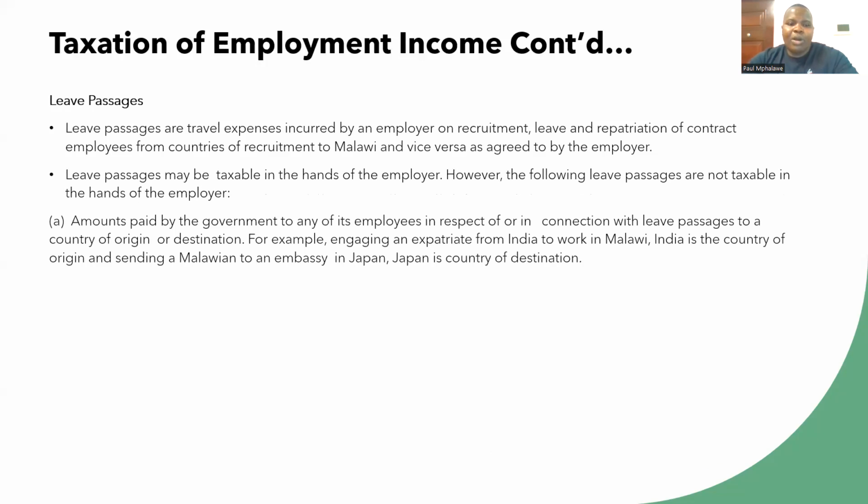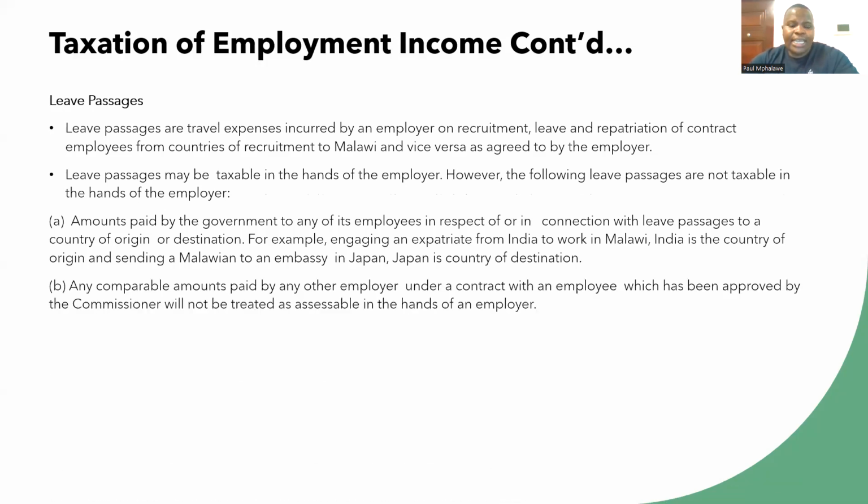Number one, an amount paid by the government to any of its employees in respect of or in connection with leave passage to a country of origin or destination. For example, engaging an expatriate from India to work in Malawi, India is the country of origin, and sending a Malawian to an embassy in Japan, Japan is the country of destination. So there's an exception for that. Any comparable amounts paid by any other employer under a contract with the employee, which has been approved by the Commissioner General, will not be treated as assessable in the hands of the employee.